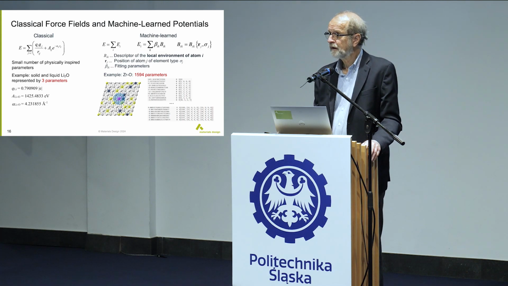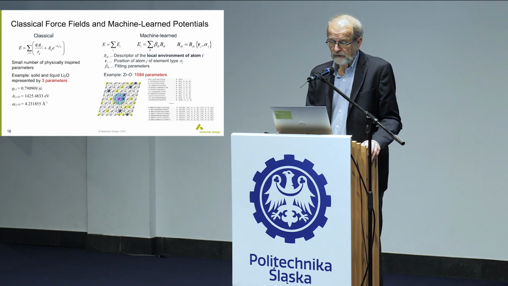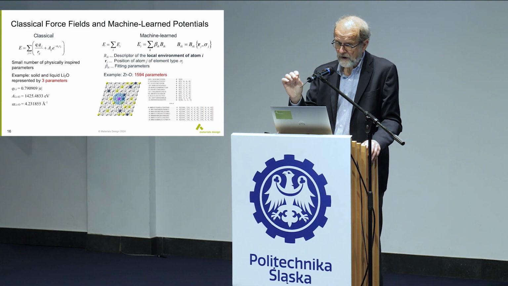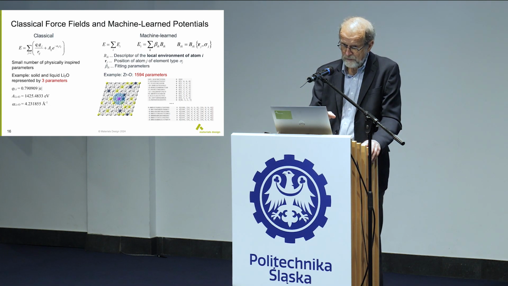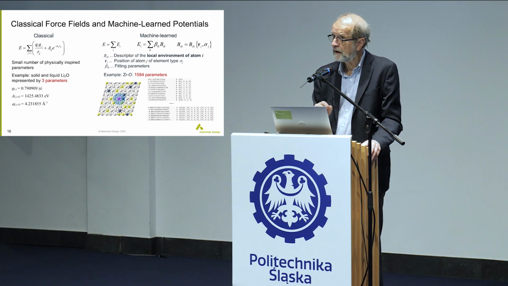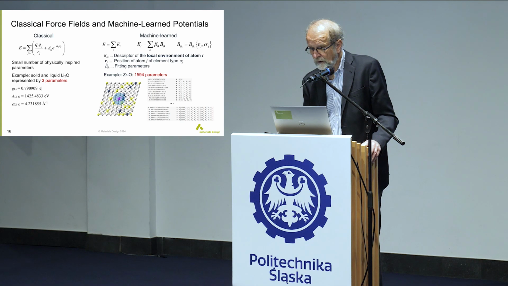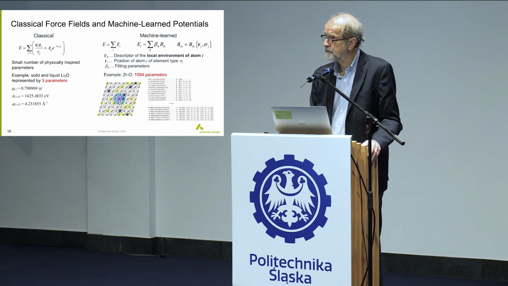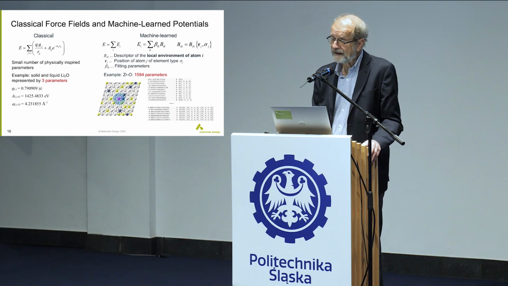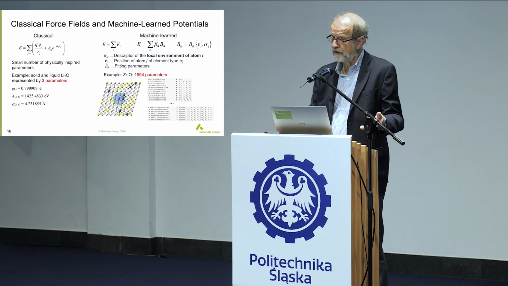And here's one, the Buckingham potential, that actually goes back to Born and Meyer, where you can, with a few parameters and a functional form that is inspired by the physics, describe a system like lithium oxide. So you have 3 parameters. When you look at a machine-learned potential for zirconium oxide, you're using, in this case, 1,594 parameters. And that gives you the high accuracy, but you're also losing the direct physical interpretation.